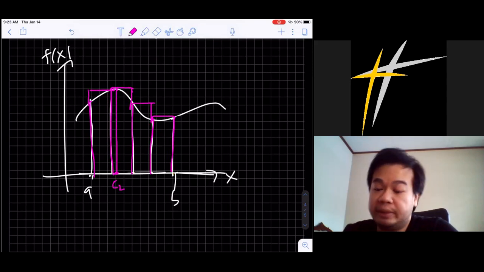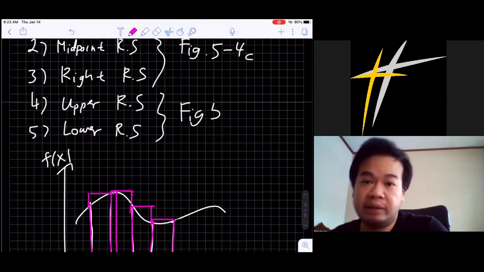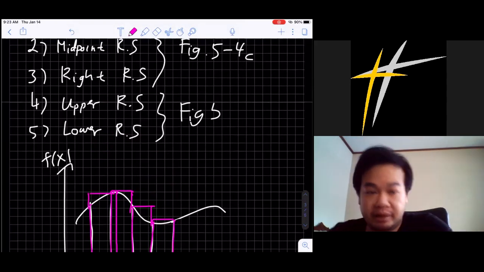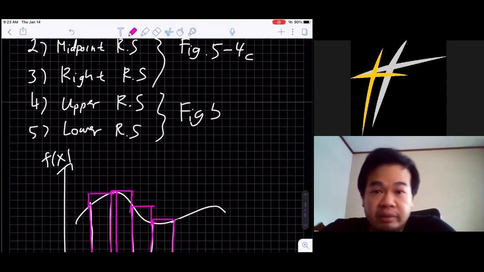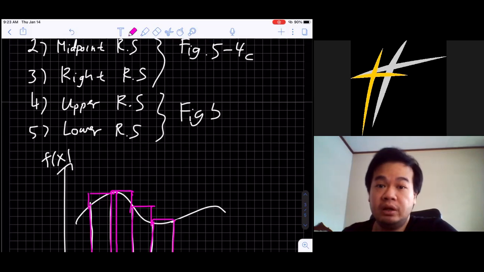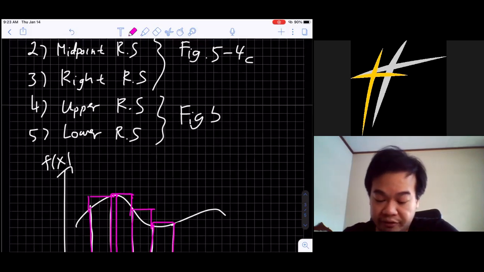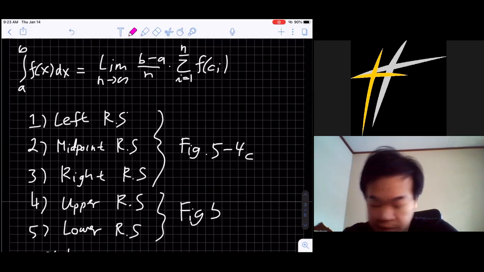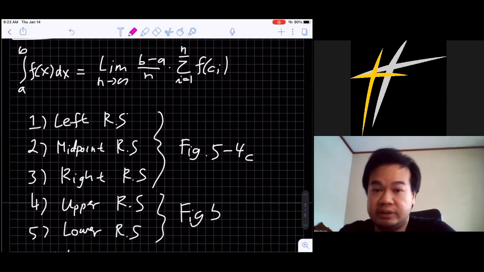Yeah. So basically, for the lower Riemann sum, you will always underestimate. It means if you use the lower Riemann sum, the area that you approximate will always be lower than the exact one. And if you use the upper Riemann sum method, then the area that you estimate will be overestimating the exact area. Okay, so those are the 5 ways to pick the sample points using Riemann sum.